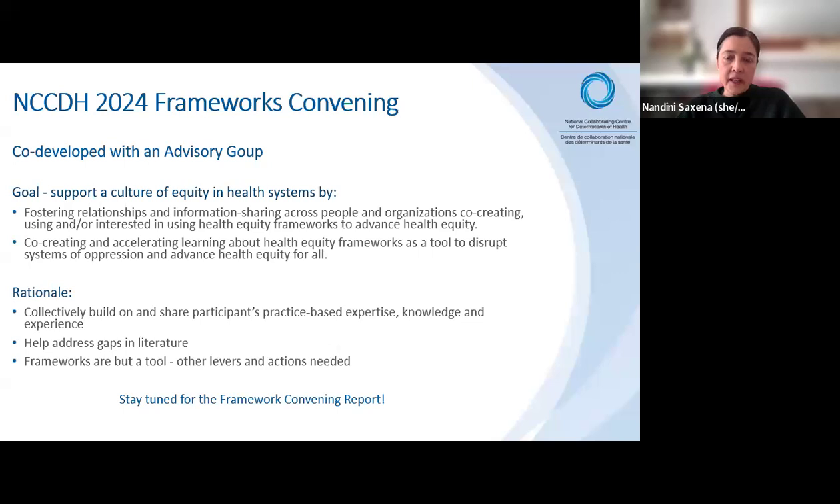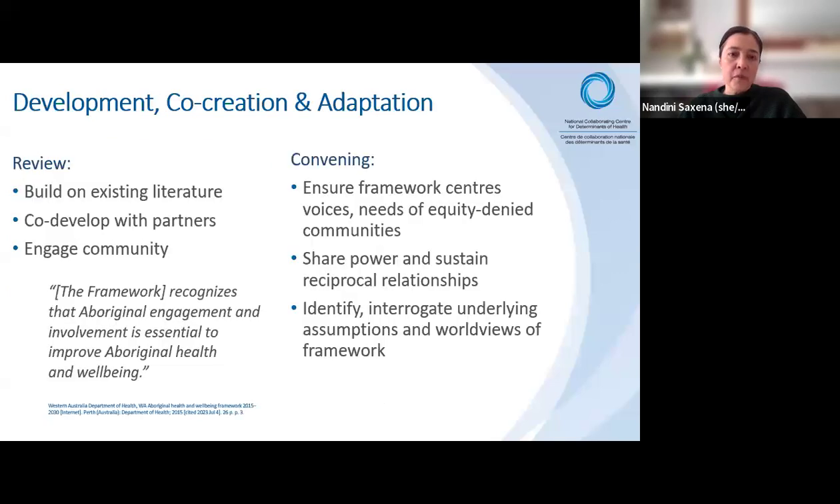Our rationale in convening that session was really to collectively build on and share participants' practice-based knowledge, expertise, and experience, and also to address some of the gaps that we identified when we were doing that health equity frameworks literature. We will be releasing that frameworks convening report shortly, so please stay tuned for that. I think it was really exciting to learn from all of those participants who took part in that session. So thank you so much to people who were involved in that series.